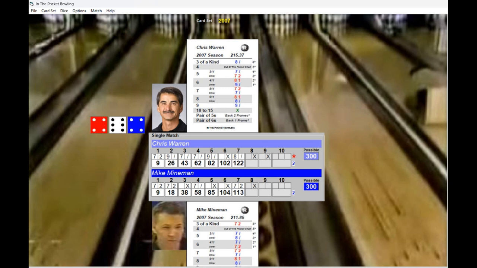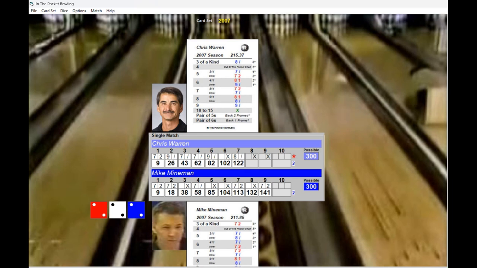And it's 4-6-4. That's 14. That's a strike. So Chris Warren puts up a strike, and he's got 2 strikes to work off of on 9. Mindman, 2 triple twos. That's not good. That's a 7 and a 2. That's an open frame.